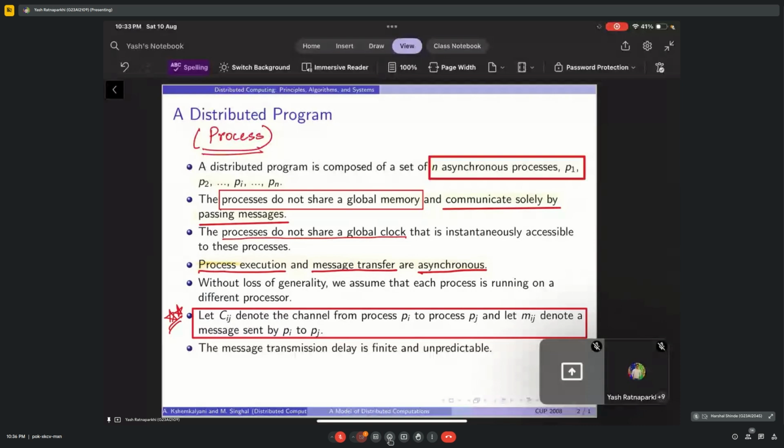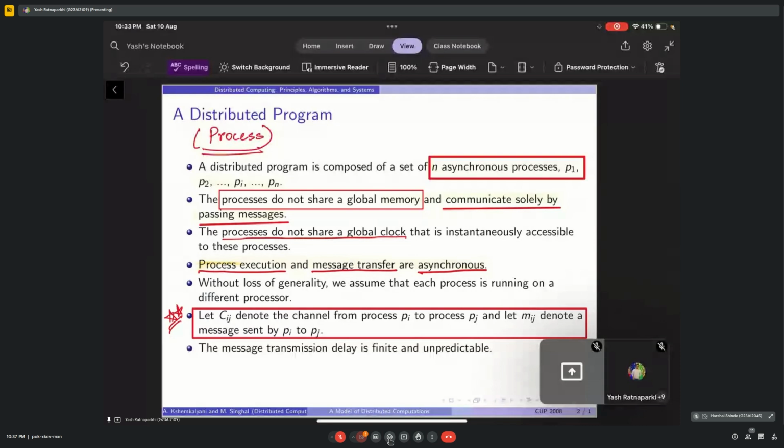Coming to the second point, these processes that we drew here do not share global memory, and they only communicate with each other using message passing. If one process wants to communicate with another process, it will send a message and the other will receive it. Sending and receiving are the only mode of communication between two processes. Since they do not have a global memory, it cannot happen that an update in process one is directly reflected in process two, because there is no shared global storage or memory. So this is point number 2.